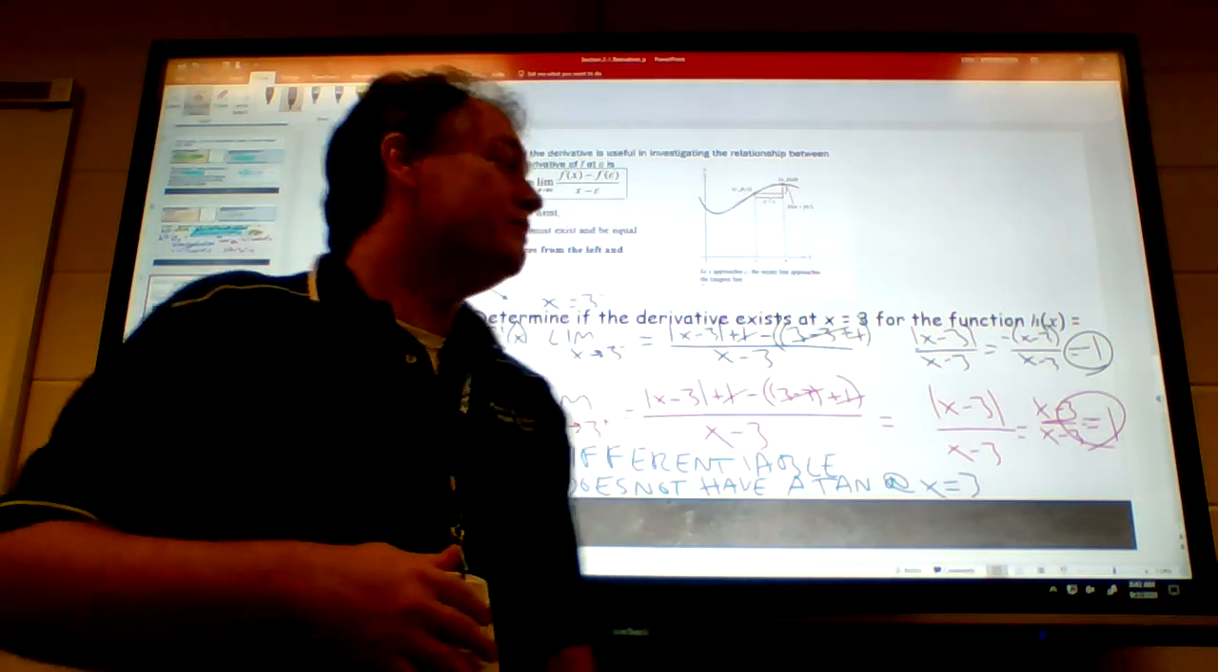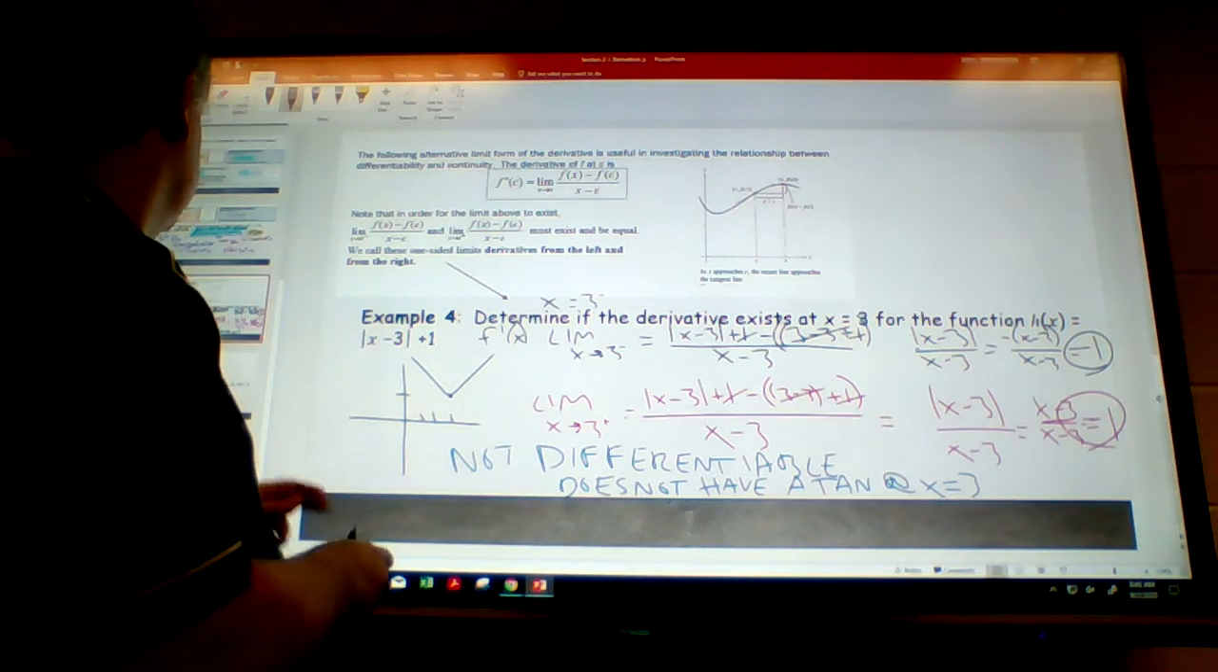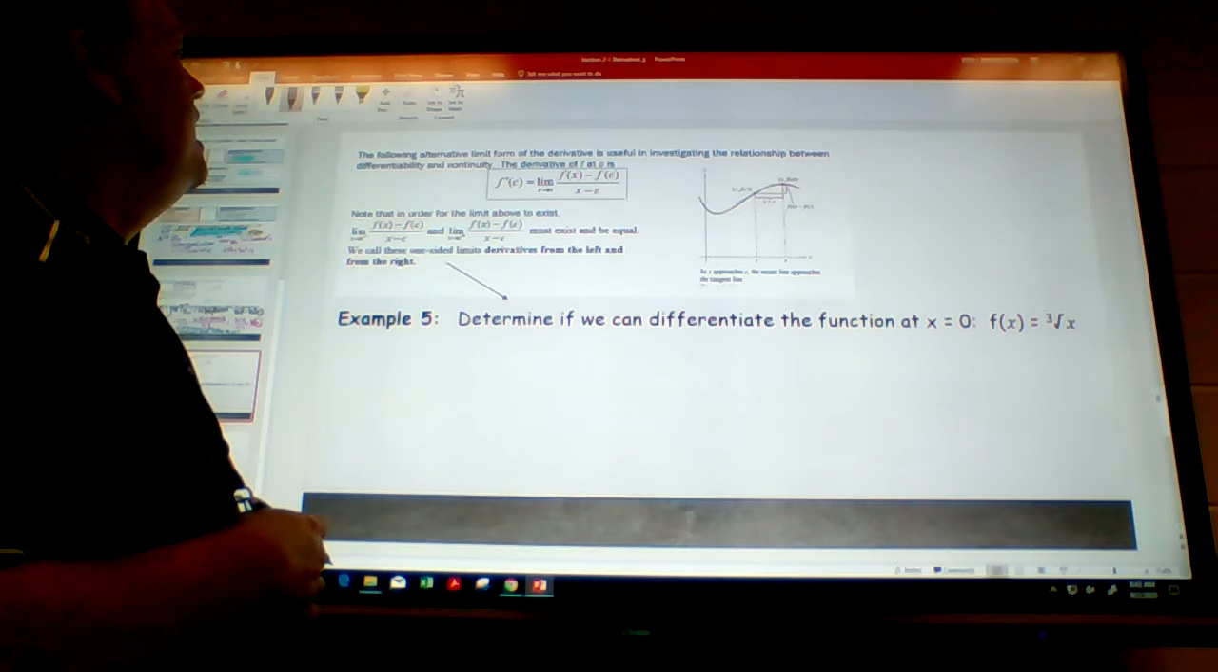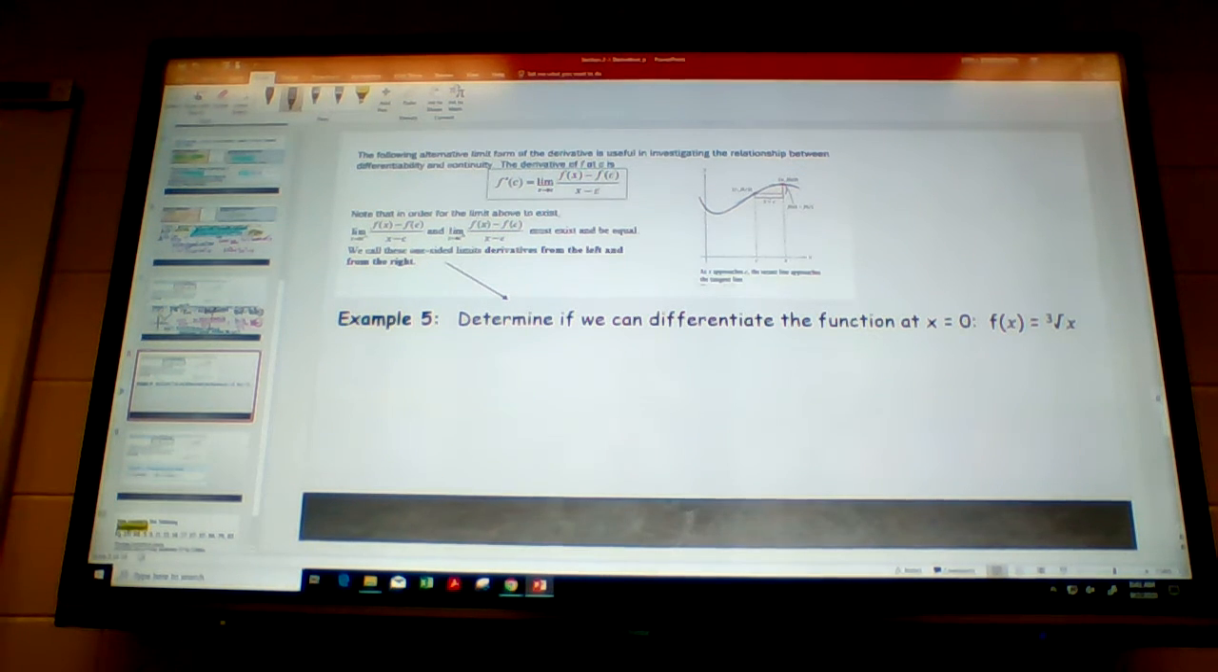All right, we just finished part 3 a moment ago, so let's go ahead and do part 4. I want to determine if we can differentiate the function at x equals 0. So here's what you need to know.